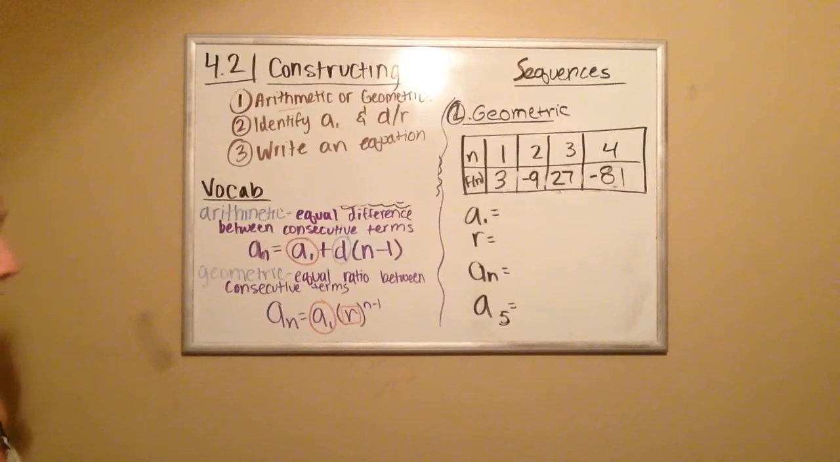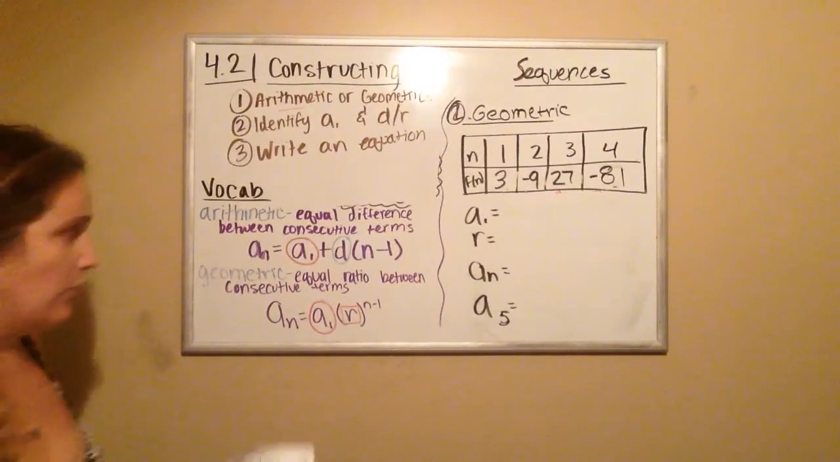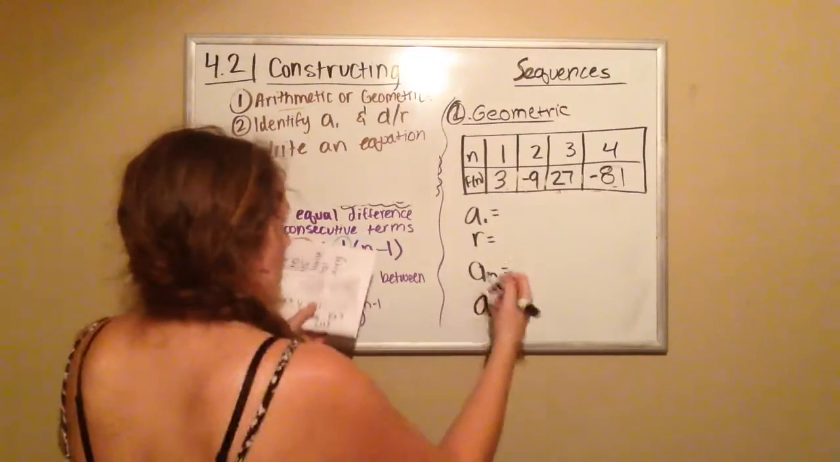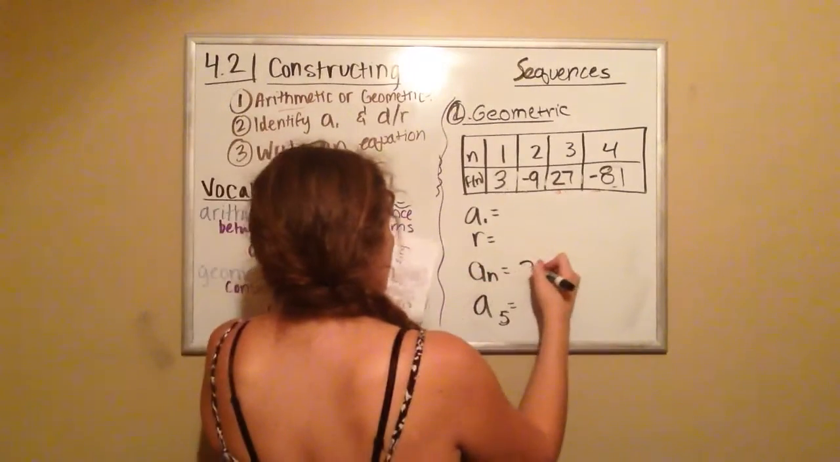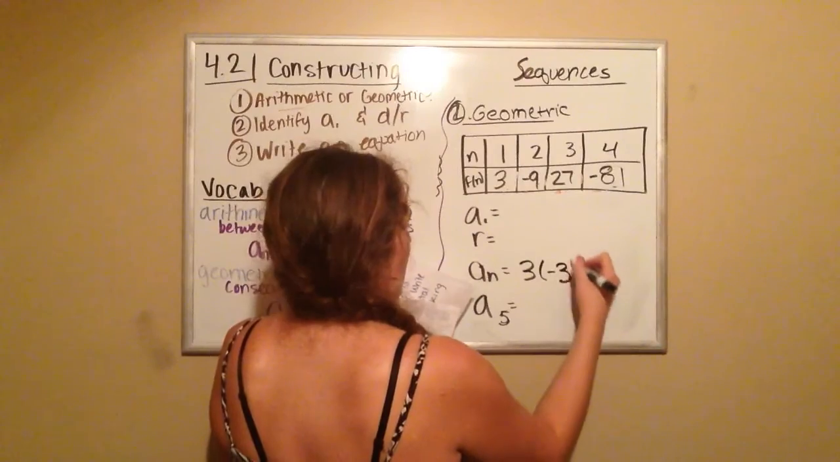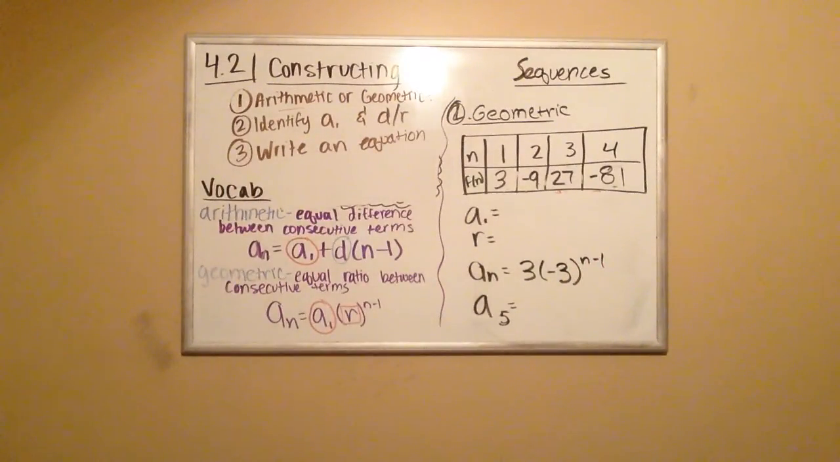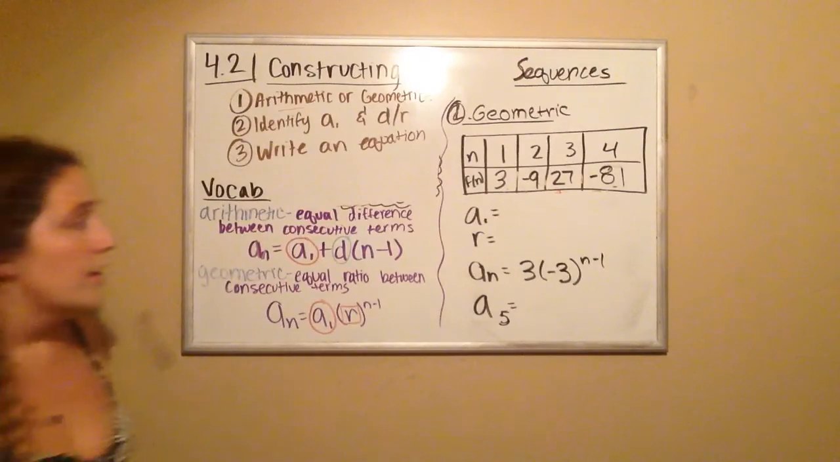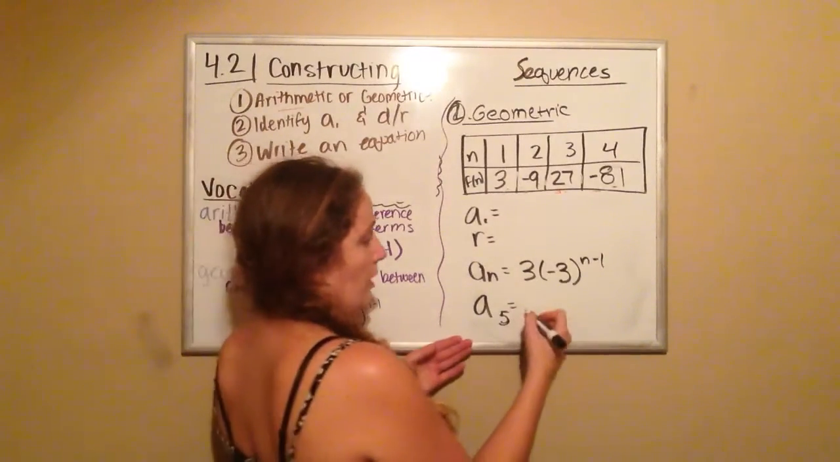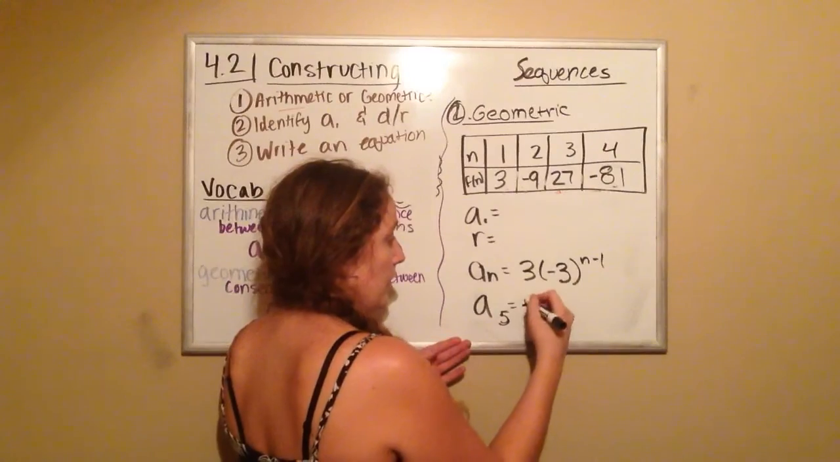Alright, if you're back with me, I'm assuming that you have already worked this out. So you should have gotten a of n is equal to 3 times negative 3 to the n minus 1. If that's not what you got, go ahead and make sure you go back and fix that up. You also should have got a positive here.